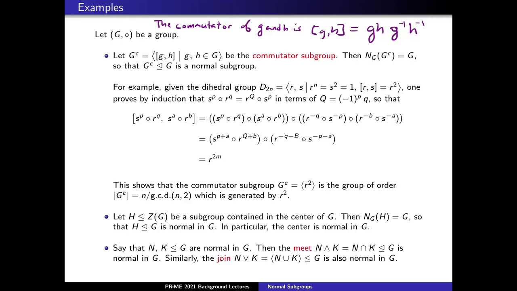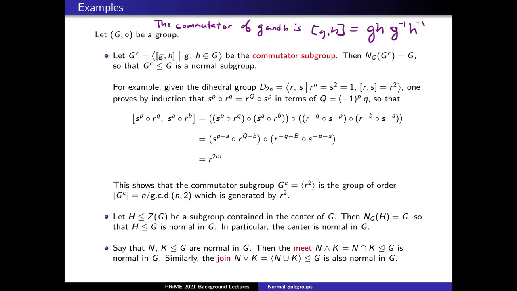Then the normalizer of the commutator subgroup is back to G, and part of the assignment will have you investigate the commutator in further detail. And during the synchronous lesson, we're going to actually work out this example in detail as well. I'm just going to sketch some of the ideas that we'll discuss further. It turns out that the commutator subgroup is always a normal subgroup of G.